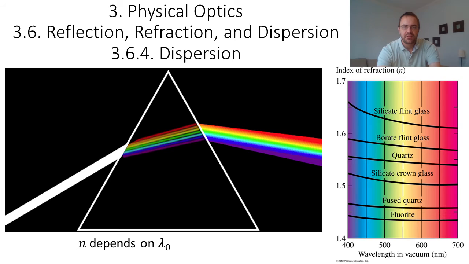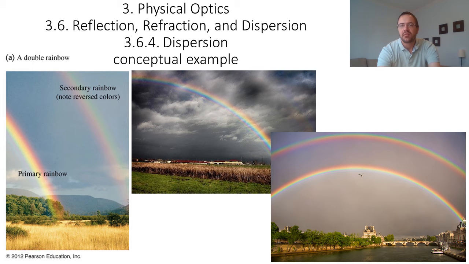And so if the index is different, then according to Snell's law, if you have white light that arrives on a prism, the angle of refraction for each color will be different, and so each color will emerge with a different direction, and this looks like the rainbow's colors. In fact, rainbow is what it is.